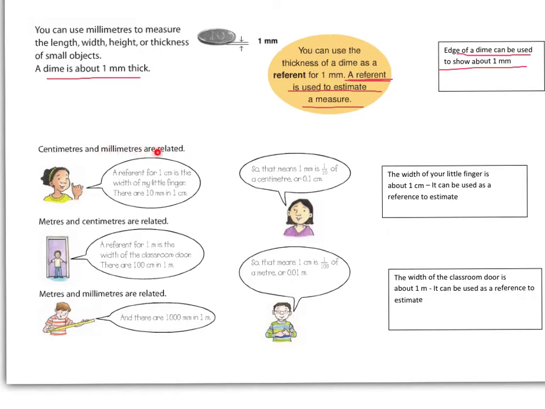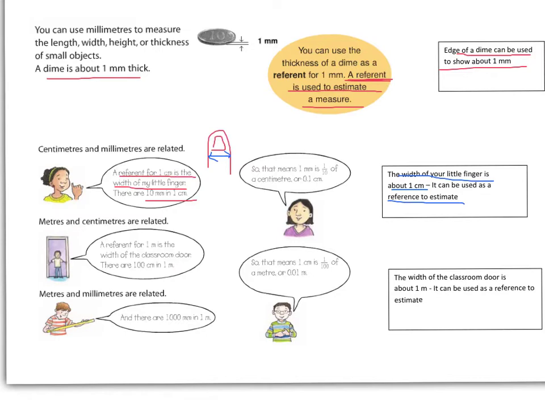Now, centimeters and millimeters are related. We've already talked about that. There are 10 millimeters in 1 centimeter. The referent for 1 centimeter is the width of your little finger. Careful, the width is the distance across. So if this were my little finger, I'll draw my little nail there. The width is the distance across from one side to the other. That would be the width. That's usually approximately 1 centimeter. So the width of your little finger is about 1 centimeter. It is a referent that you can use to estimate with.